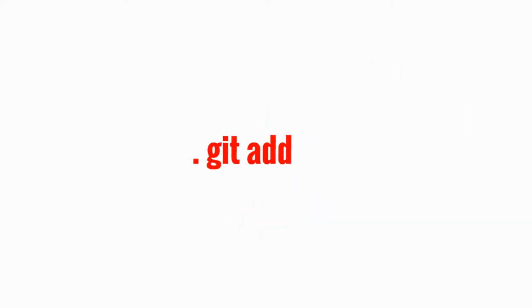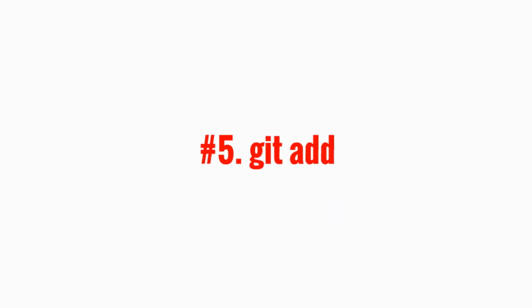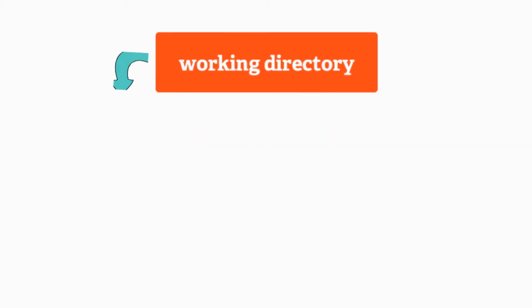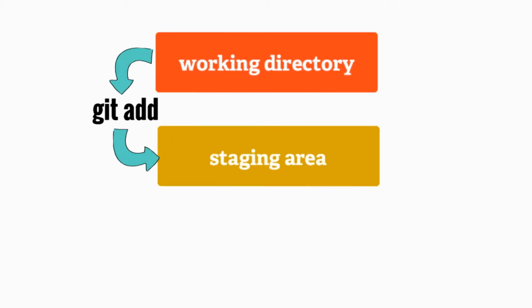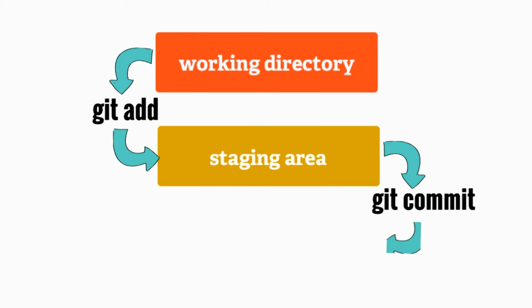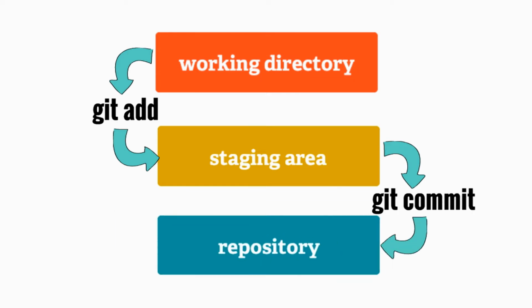Number 5. Git Add. The Git Add command lets you start tracking files and folders for your Git repository and moves them to the staging area. You'll have to use the Git Commit command to make them permanent on your historical snapshots.